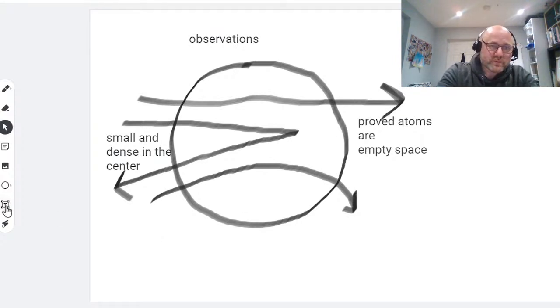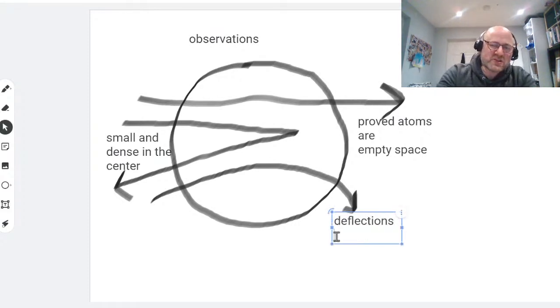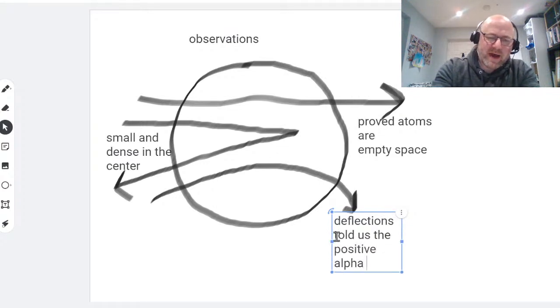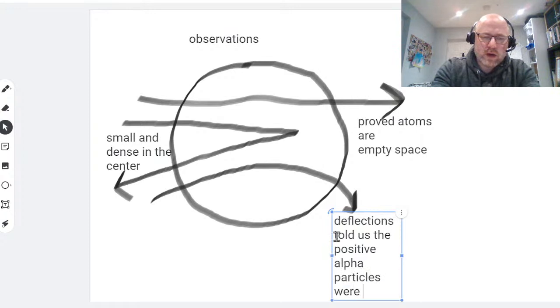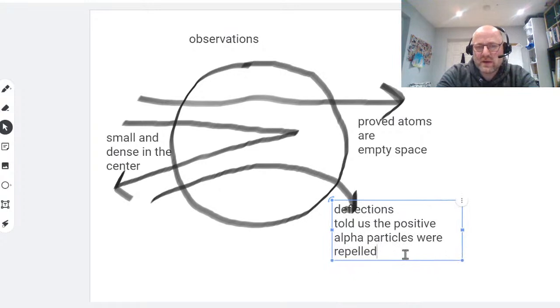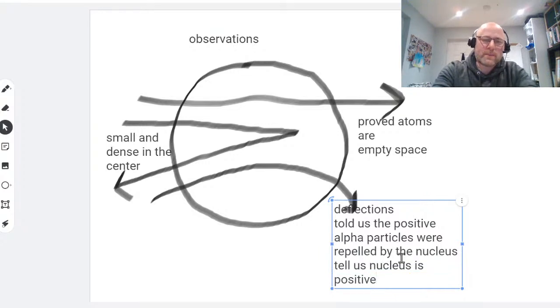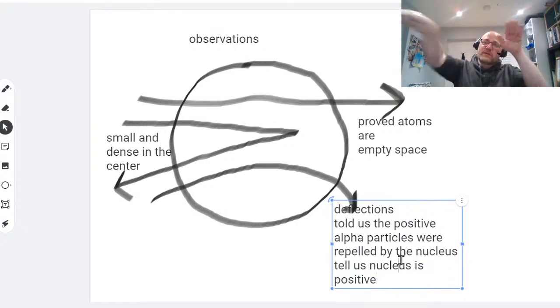And then these are called deflections. And the deflections told us that the nucleus is positive. The positive alpha particles were repelled by the nucleus, which tells us the nucleus is positive. So there's three things Rutherford learned. There was something positive in the middle of the atom that could make alpha particles push away and bend away, and that's what the deflections told us.